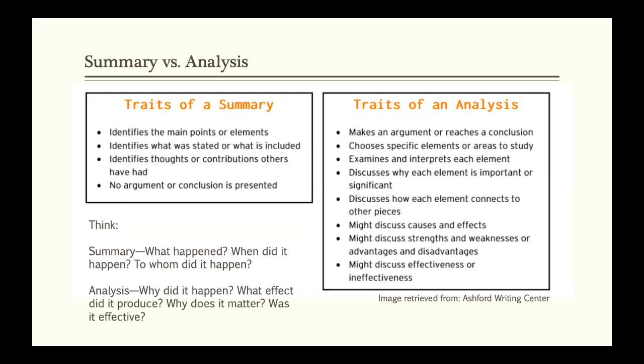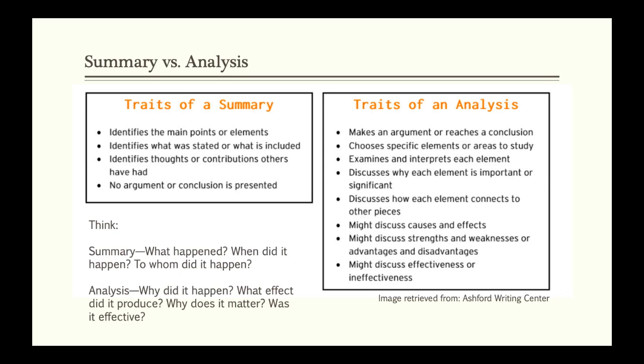So traits of a summary. With this, we're identifying the main points or elements. We're identifying what was stated, or what is included. We're identifying thoughts or contributions that other people had. There's no argument or no conclusion that we really bring out at all. Right, so we're just kind of stating what it was. So this speech was about blah. That would be summary, right? We're just saying this is kind of what was said. He hit on this, she said that.